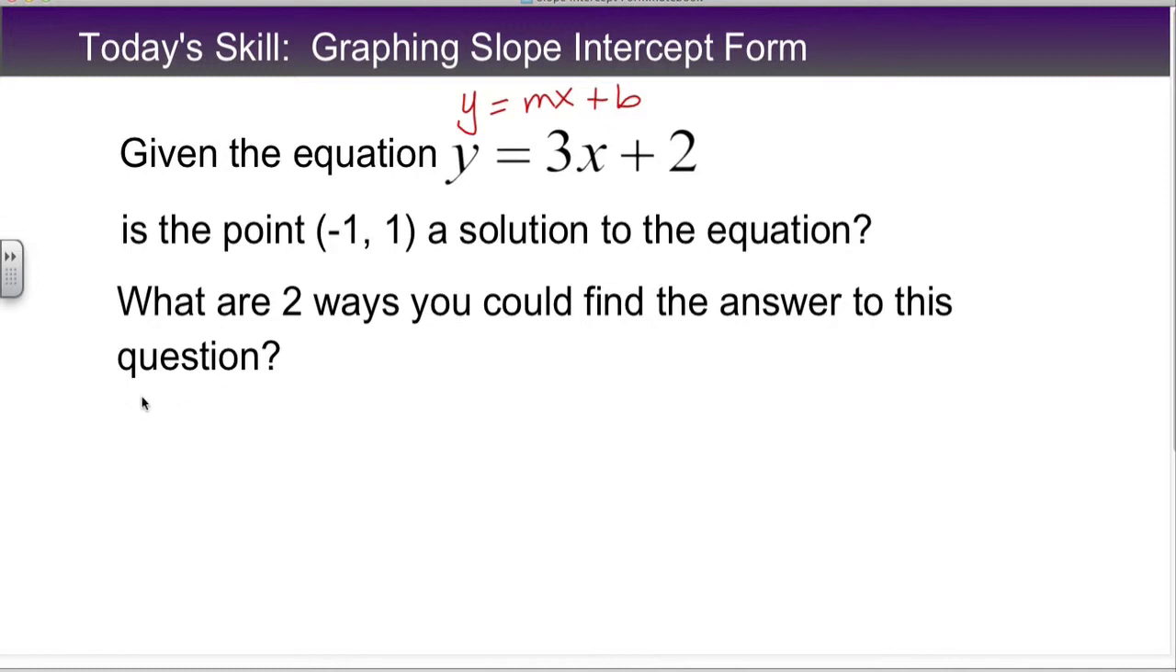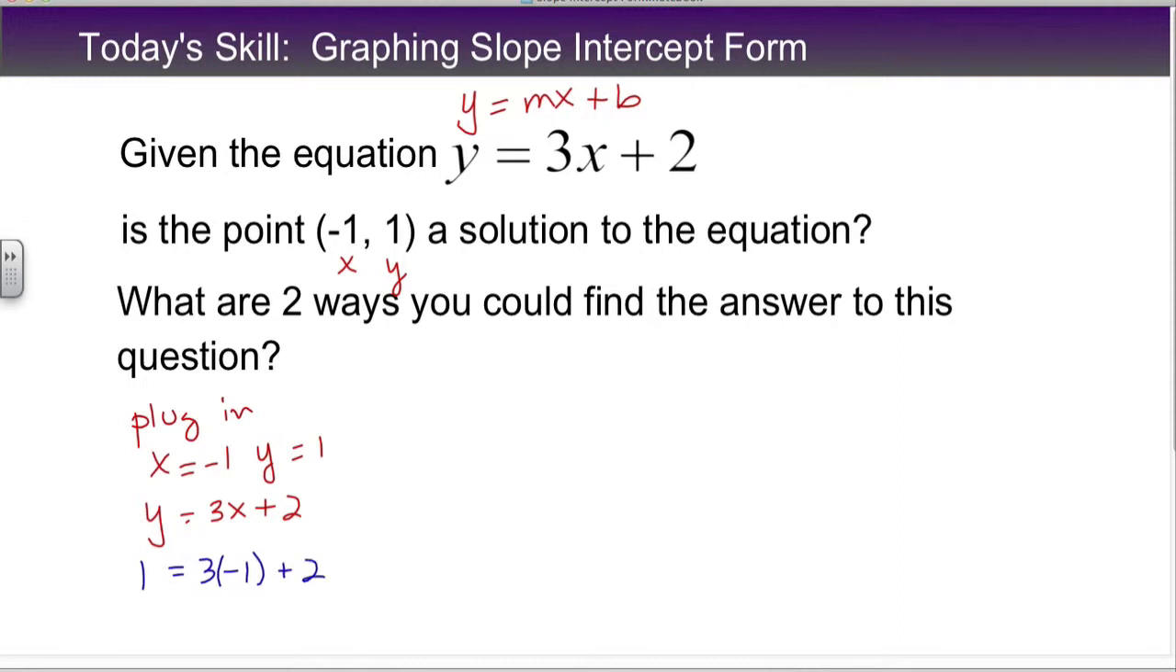Okay, so one way is I could plug in the point into the equation. So in this case, since the point is -1, 1, those are x and y values, I could plug in x equals -1 and y equals +1 into the equation, y equals 3x plus 2. So let's go ahead and do that. My y value is going to be 1, and that's going to equal 3 times my x value, which is -1, plus 2.